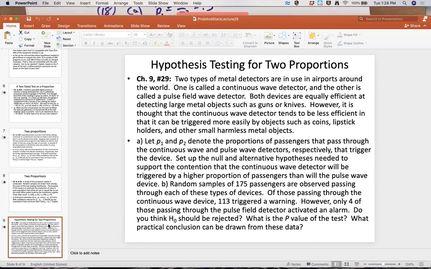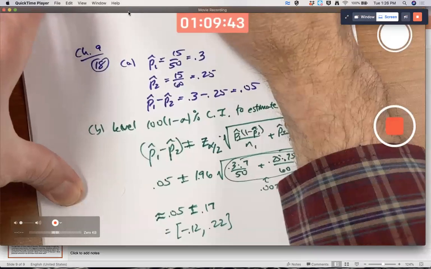It's certainly happening for the sample. For the continuous wave, P1 hat, look at the numbers near the bottom here, is 113 out of 175, pretty big. P2 hat is only 4 out of, I guess it's still 175. P1 hat is definitely bigger than P2 hat. Based on that, probably we're going to reject the null. But what is the p-value of the test and what practical conclusion can be drawn? You do need to calculate a z statistic. And what is the formula for the z statistic in this context?